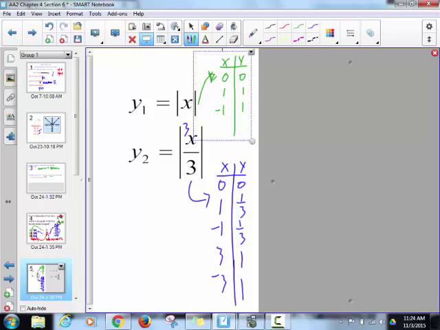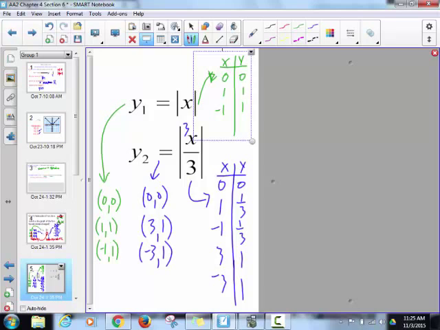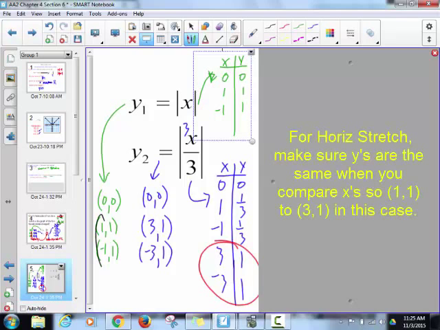Okay, so let's think about what occurred here. So we went from 0, 0 and 1, 1 and negative 1, 1, to what? To now this guy, we have 0, 0 still, but then how did that first point get shifted? It went to 3, 1, and then negative 3, 1, right? It's good to look at the ones with the integers. That's helpful. So what happened in this case? It looks like our x values got multiplied by 3.